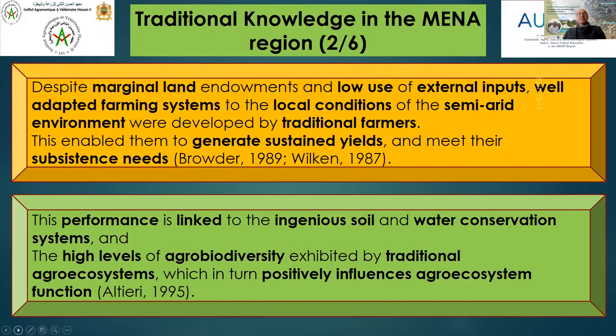Despite marginal land endowments and low use of external inputs, well-adapted farming systems to the local conditions of the semi-arid environment were developed by traditional farmers. This enabled them to generate sustained yields and meet their subsistence needs. This performance has always been linked to the ingenious soil and water conservation systems and the high level of agrobiodiversity exhibited by traditional agroecosystems, which in turn positively influences agroecosystem function.